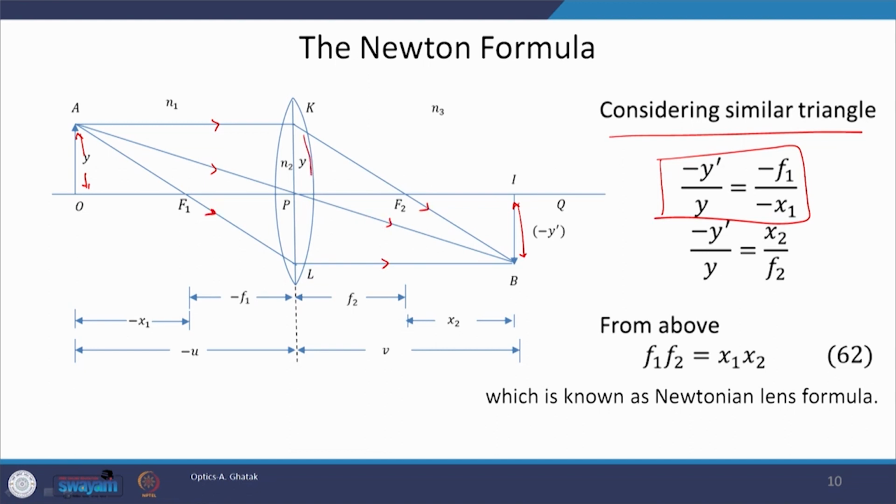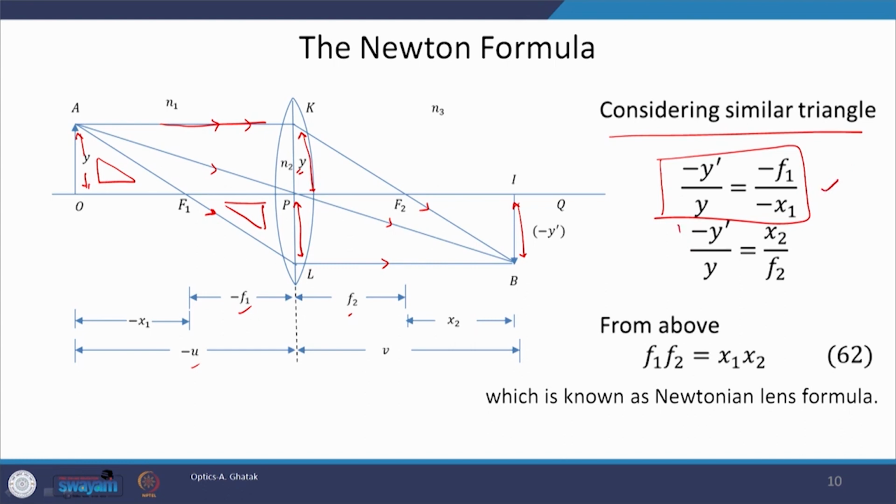Here the height would again be equal to y, because this first ray is parallel to the axis of the system. Therefore, this would be y here. Now, f1 and f2 are the focal lengths, and the different distances are shown here. And then if you consider these two similar triangles and apply the rules, you will get this formula.